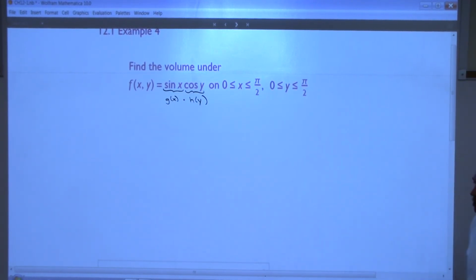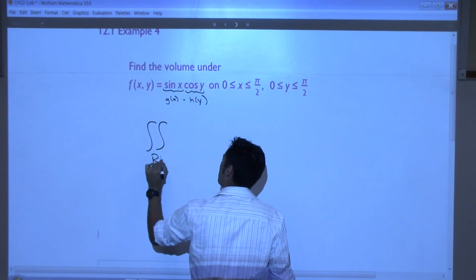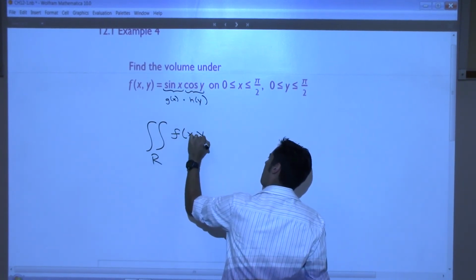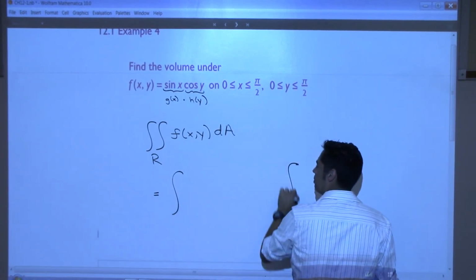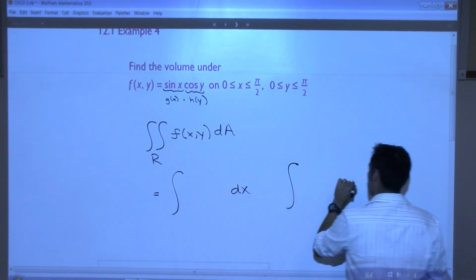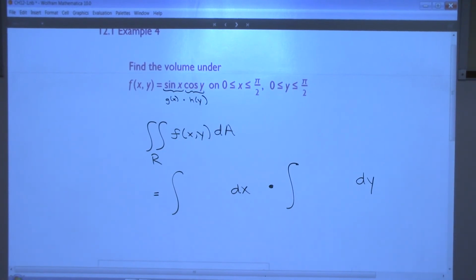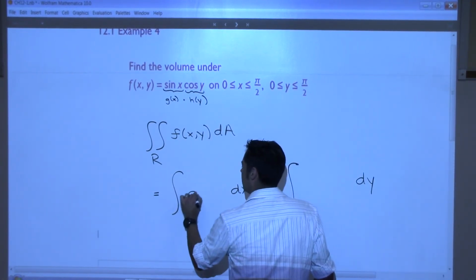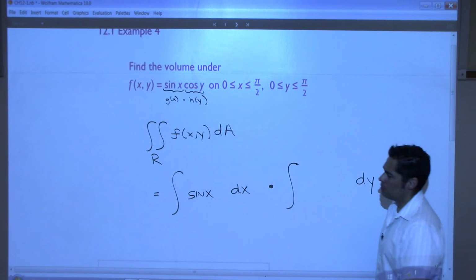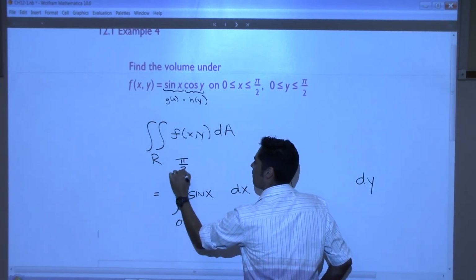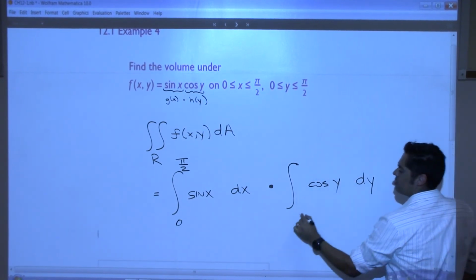But that one does. So here's what I can do. I can take this double integral over the rectangular region of this function with respect to its area, and I can rewrite it as two integrals, one with respect to x, one with respect to y, and I can multiply the two answers. Now, the one with respect to x is just sine x. And what are my limits of integration on x? 0 to pi over 2. And over here is the distinct function of y, which was cosine y. And my restrictions here are 0 to pi over 2.